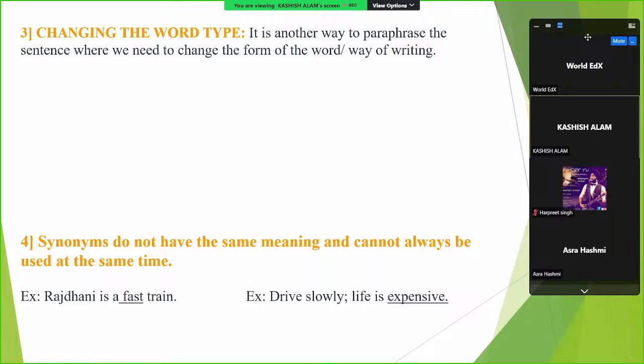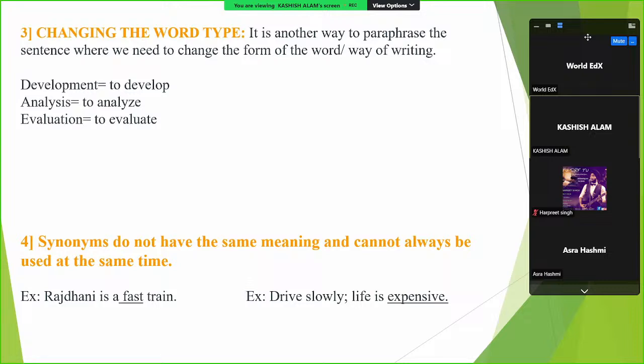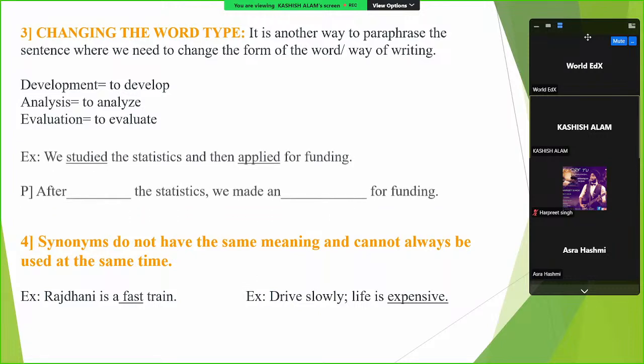Changing the word type. Sometimes what we do requires you to change the format of writing, or I would say specifically the way in which the words have been written. For example, instead of development, I can say to develop. Instead of evaluation, I can say to evaluate. Analysis, to analyze. In the same way, air pollution, deteriorating air quality. All these words, you can change the word type. Let's have a look at the example.